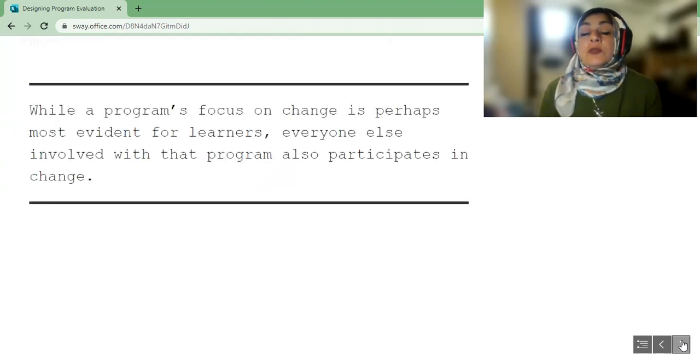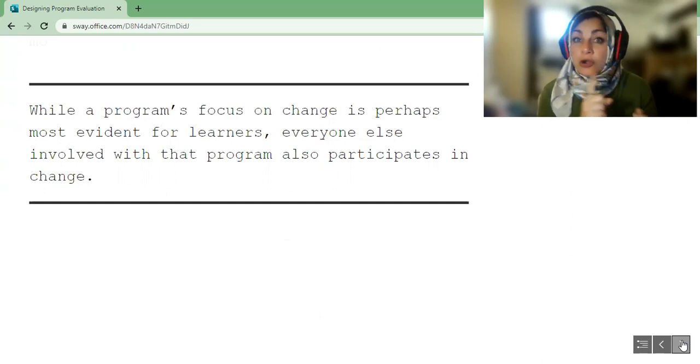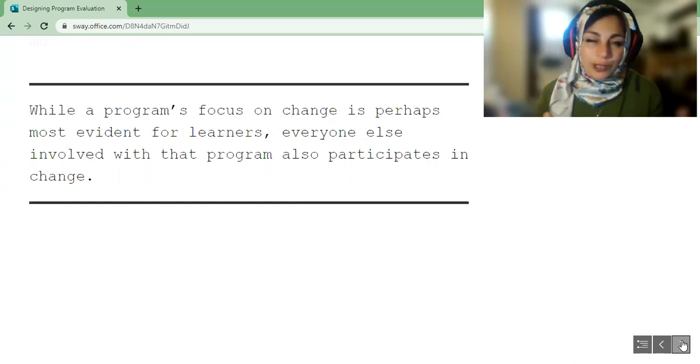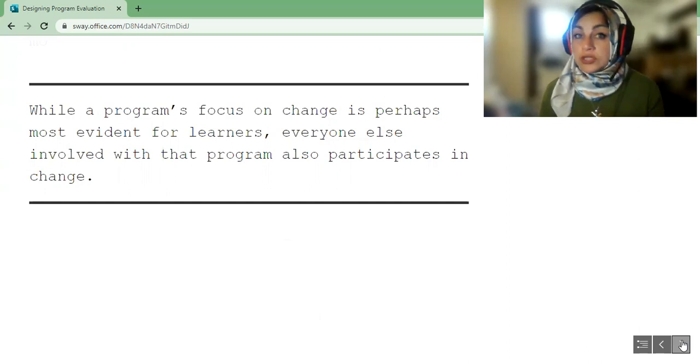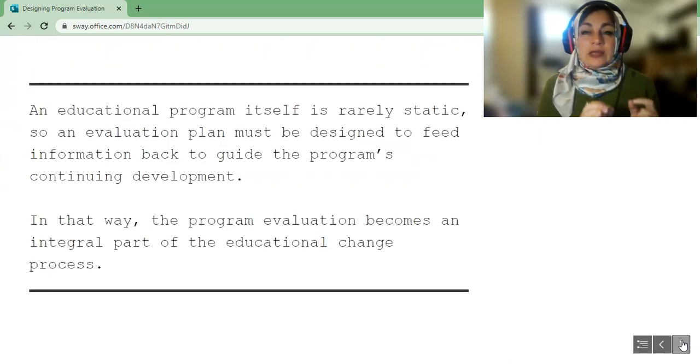So you see, any program in the world focuses on change. And the change is perhaps most evident for learners, but they are not the only thing that changes in the program. Everyone and everything in the program changes. And this is why program evaluation models, methodologies, or approaches need to take into account all these subsets and how they have changed within the concept of learning.